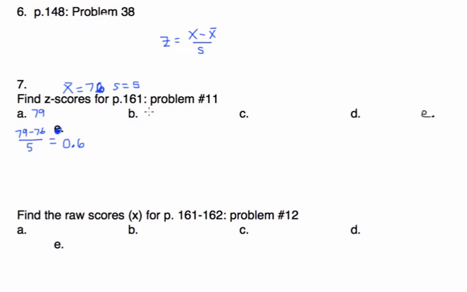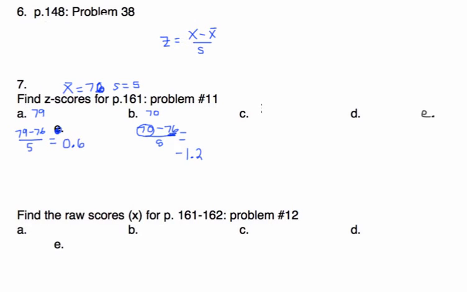B, for the raw score of 70. Take your data value minus the mean, hit enter, divide by 5. A negative z-score means that your score was below the mean. A little more than 1 standard deviation below the mean. So a little more than 5 below the mean. And you can see that.